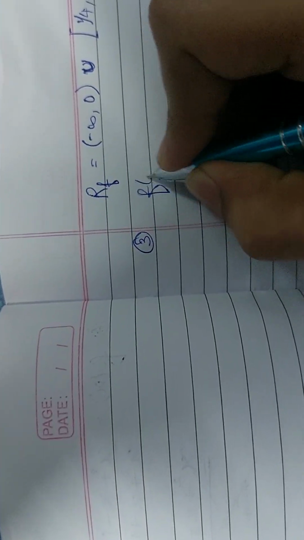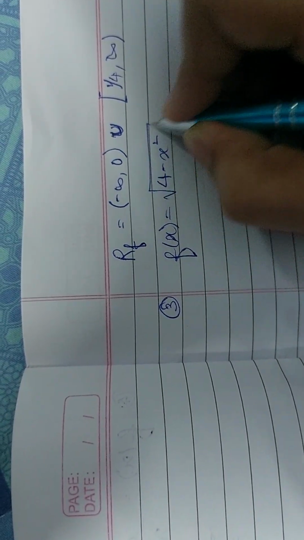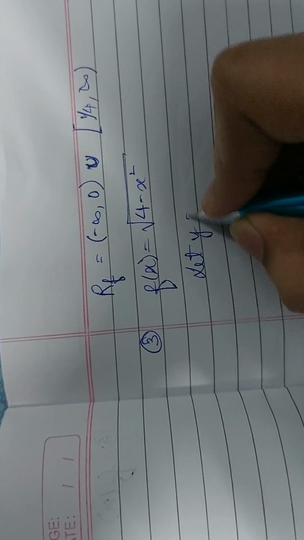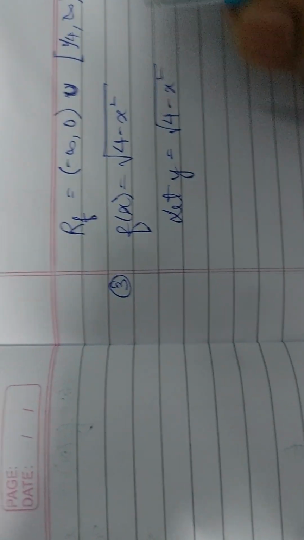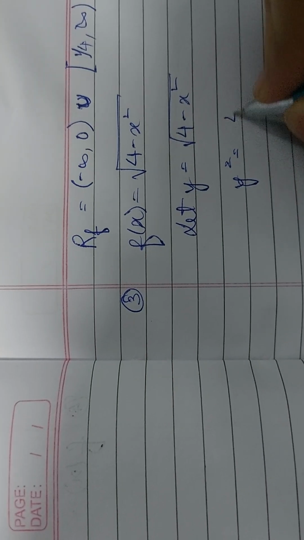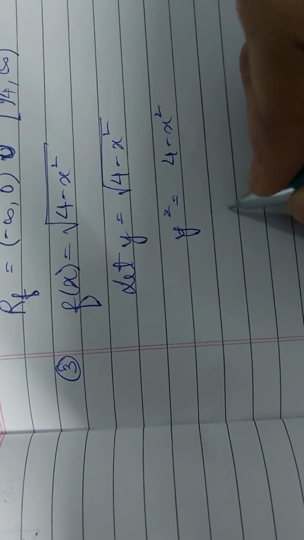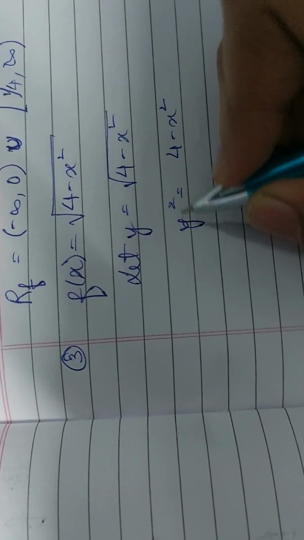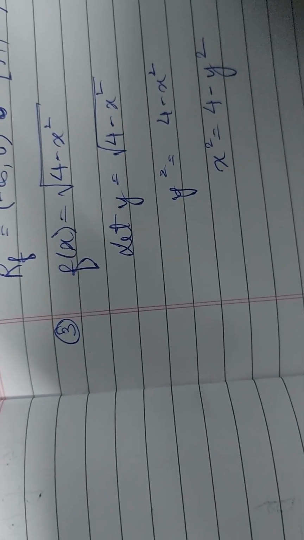Now the third function is f(x) equals root over 4 minus x square. So let y equal root over 4 minus x square. Squaring both sides, we get y square equals 4 minus x square. If we move x to this side and y to that side, then x square equals 4 minus y square.